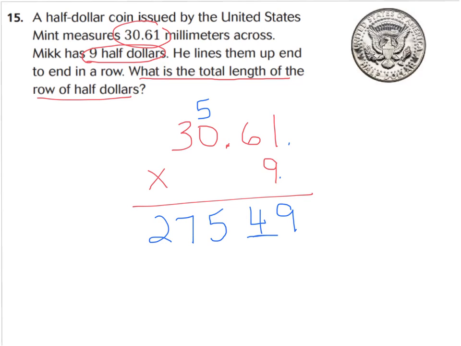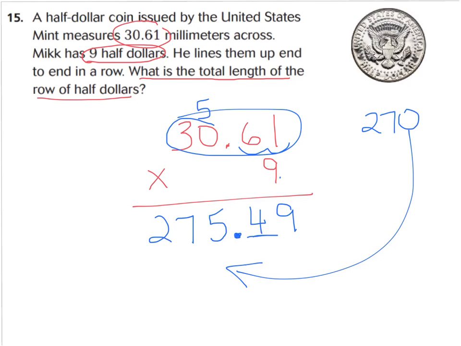All right, let's go ahead and look. We have 2 places in our factor that goes to the hundredths place right there. So we should have our product go to the hundredths place. I know my answer is reasonable because if I were to round this just to 30, 30 times 9 is 270. And that's pretty close to my product. So therefore my answer is reasonable.